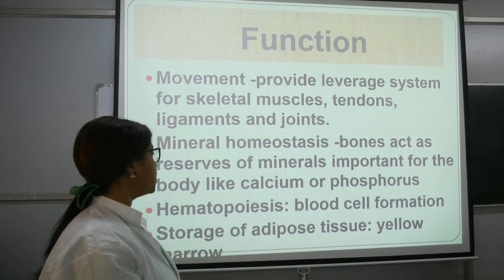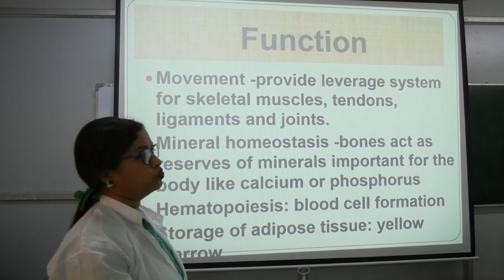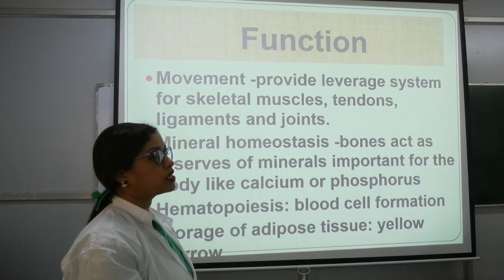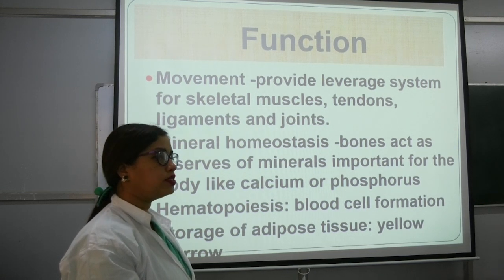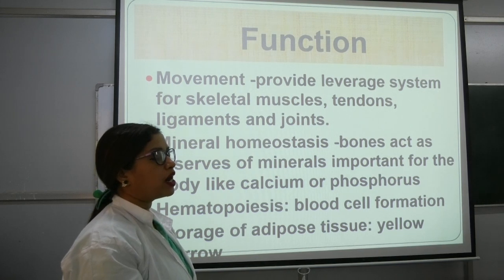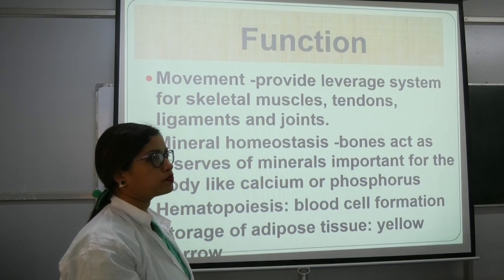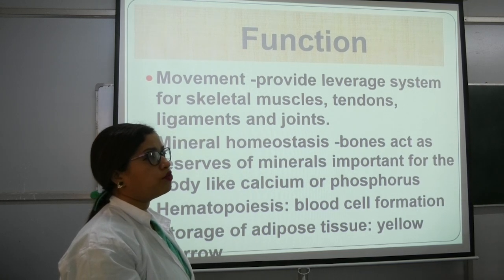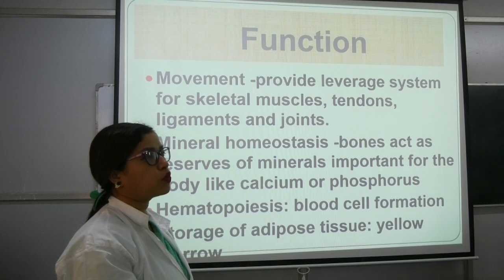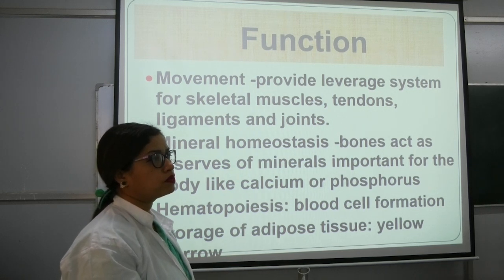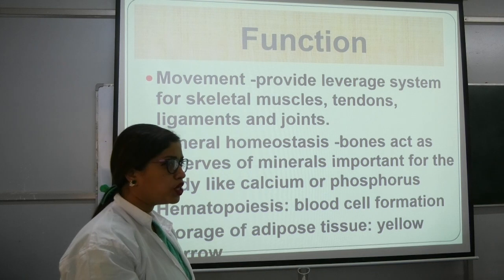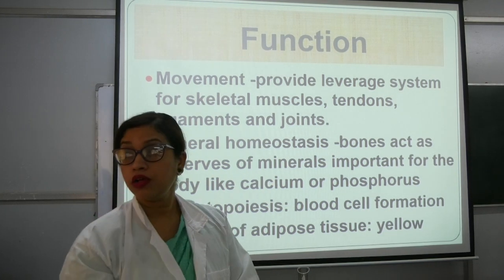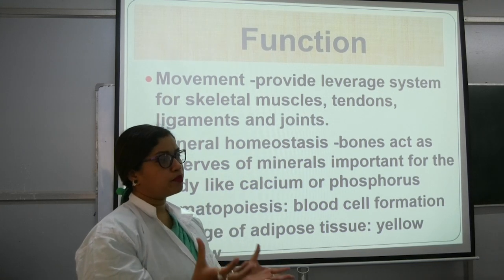So blood cell formation, and storage of adipose tissue, that is for yellow bone marrow. So you could say storage for red bone marrow as well as yellow bone marrow. So do you know what is bone marrow transplantation? I told you in the first class, from where will you get this bone marrow? From which bones in the skeletal system will you get the bone marrow? Say the particular bone.